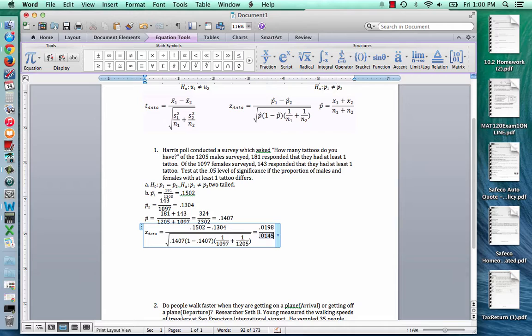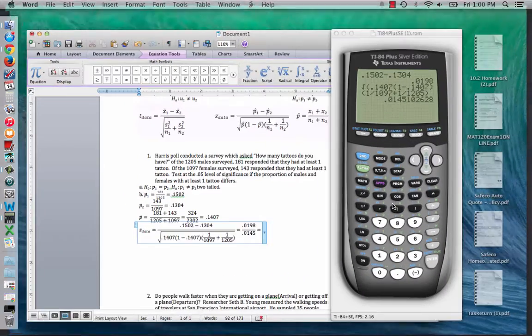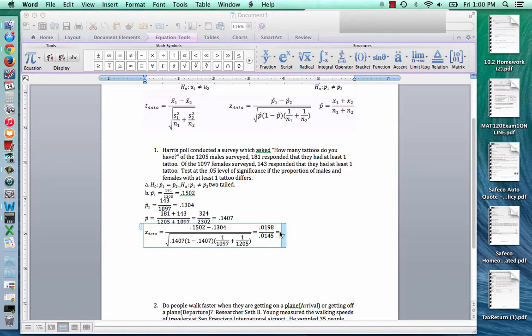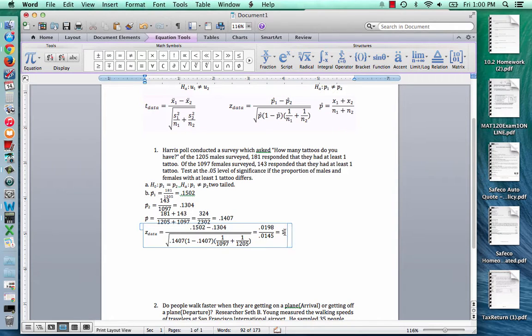Then take these two numbers and divide them. So I have 0.0198 divided by 0.0145. And it's a test stat of 1.3655. Okay, so finally got our test stat.